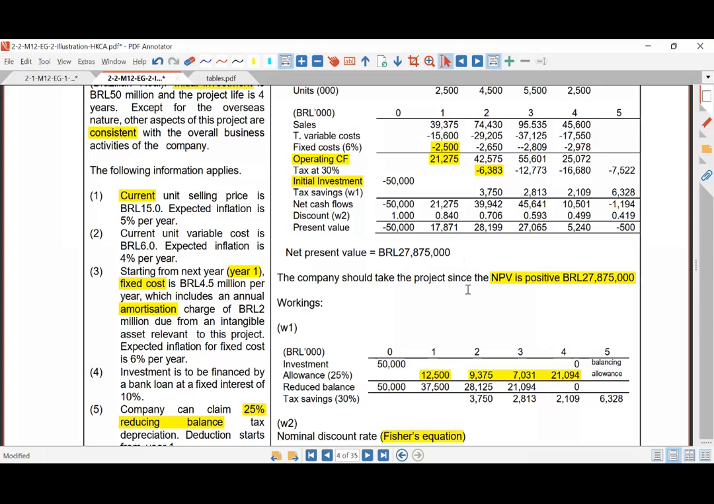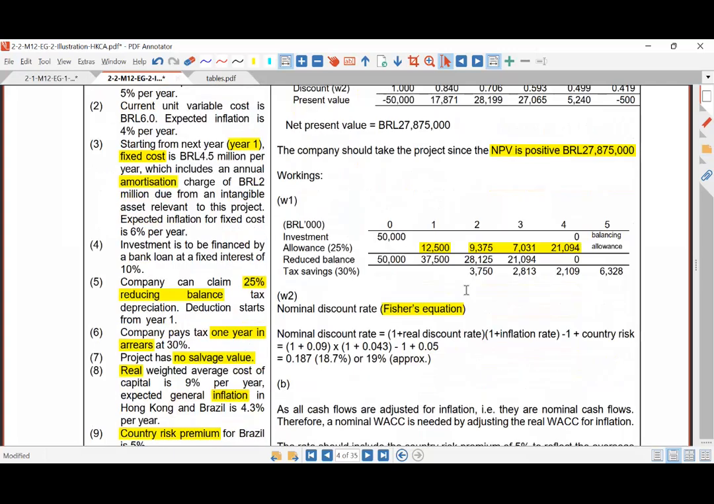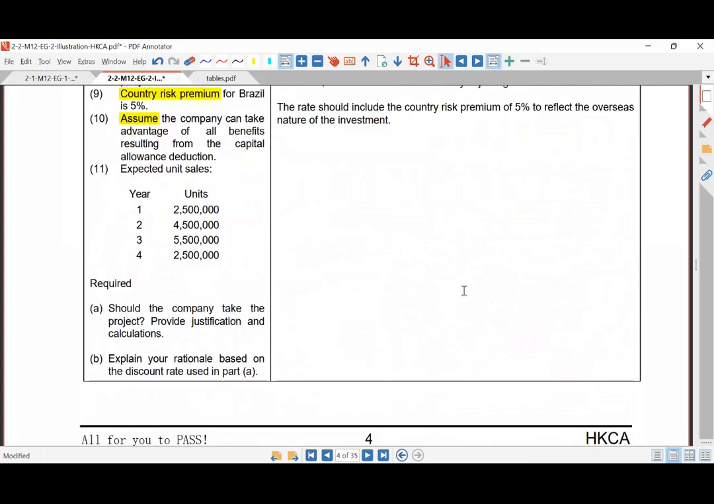Okay, you may stop the video anytime you want to digest the information. Memorize the format, practice. So that is part A.